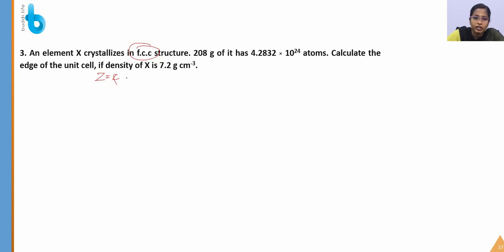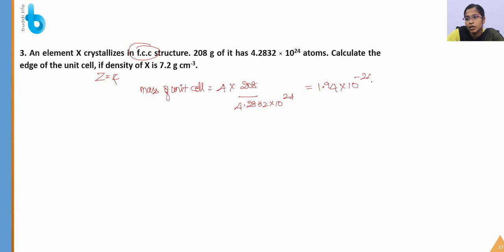So we have to first calculate the mass of the unit cell. How to calculate the mass of the unit cell? Mass of unit cell is equal to, since it is given that it is an FCC structure, 4 into 208 divided by 4.2832 into 10 power 24. So the answer is 1.94 into 10 power minus 24 gram. So this is the mass of the unit cell. Now they have given the density. What we have to find out is the edge length.